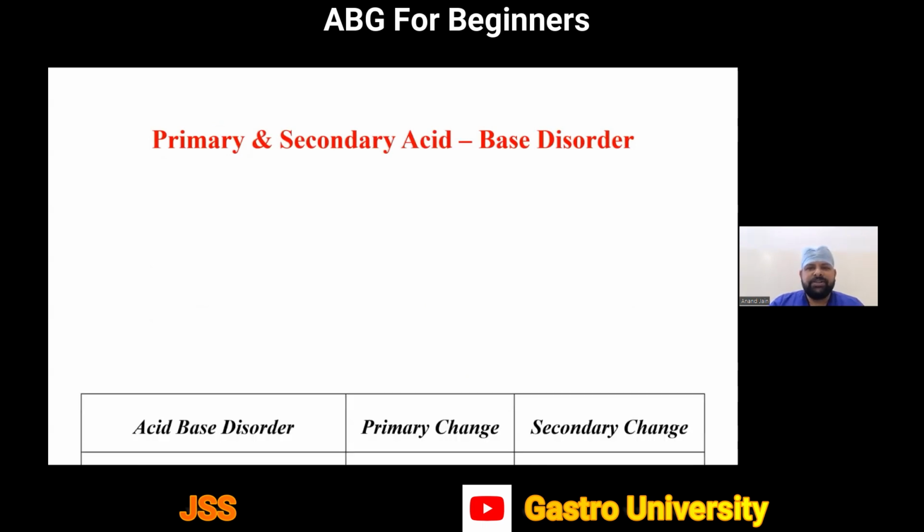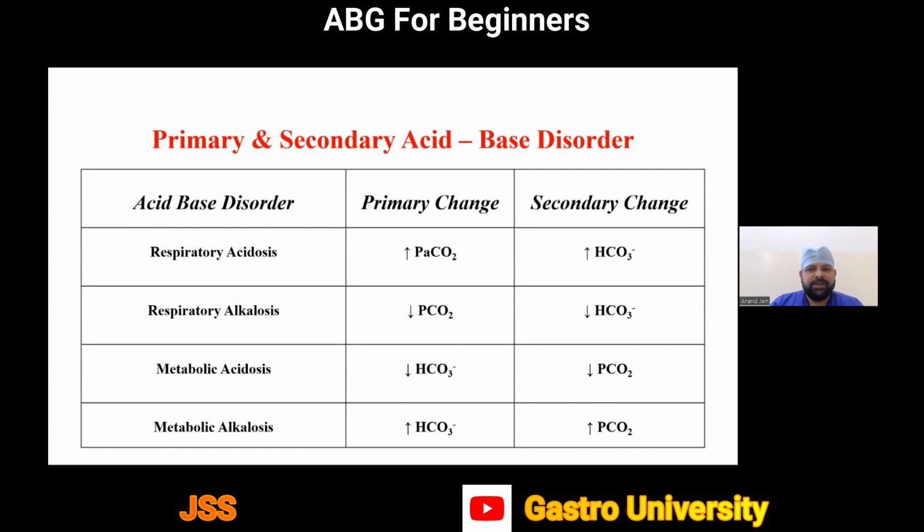Got it? Okay. Then comes the primary or secondary acid-base disorder. To ease things out, the body will try to establish a normal pH. So if there is going to be a change in the primary, there is going to be a secondary change as well to maintain this homeostasis.